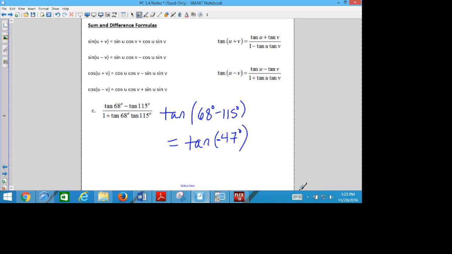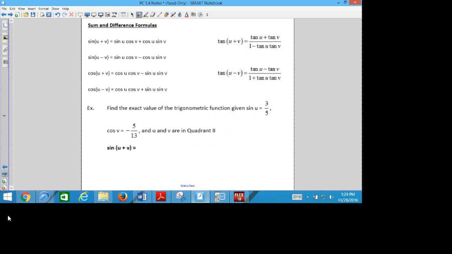That's all it's asking you to do. For that one, I wouldn't even be able to solve it, because I don't know tangent of 68 or 115 or negative 47. So I would just have to type it in my calculator, basically.